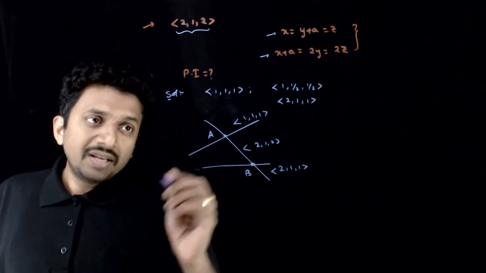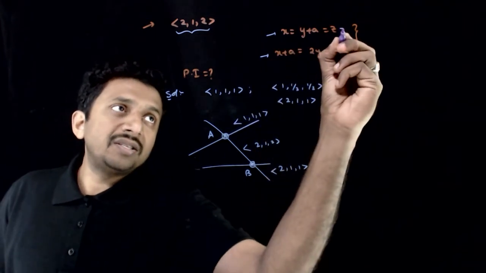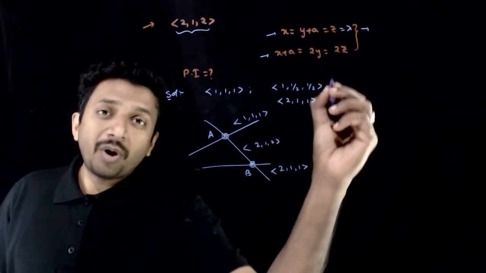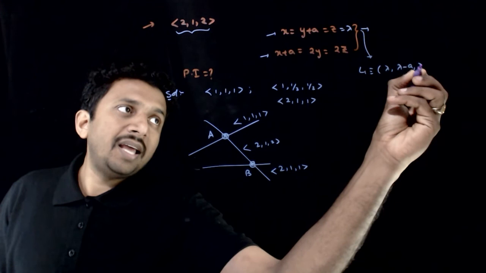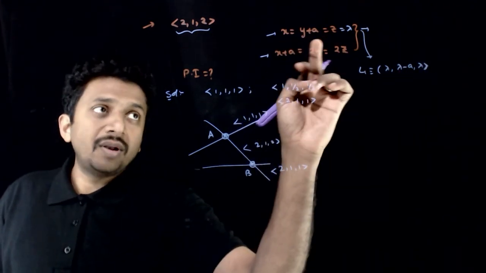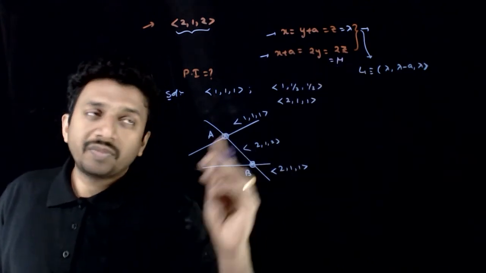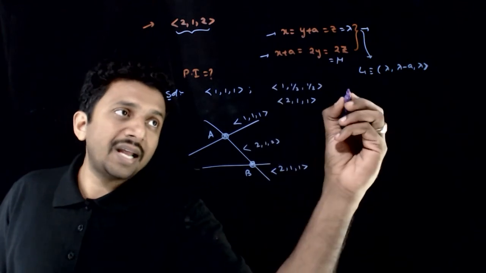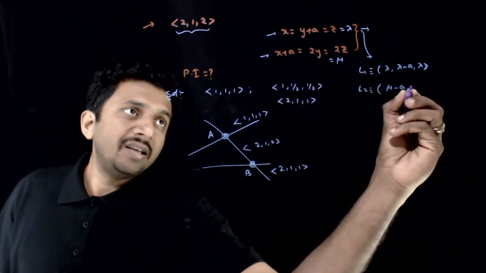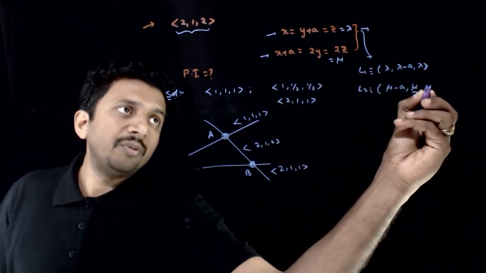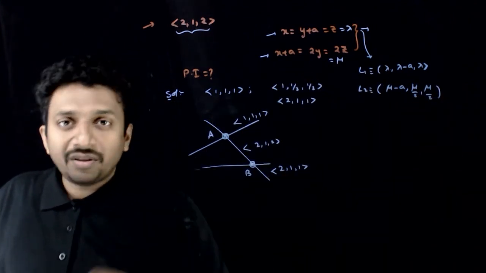So let us find some general points on these two lines. If you equate this to lambda, the general point on line 1 looks like lambda, lambda minus a and lambda. X is equal to lambda, y is equal to lambda minus a, z is equal to lambda. Now if you equate this to mu, the point on the second line looks like mu minus a, mu by 2 and mu by 2, right? So this is a point on the second line, this is a point on the first line.